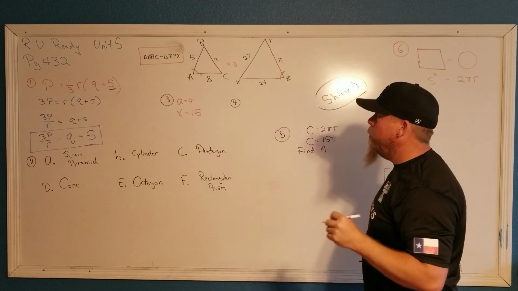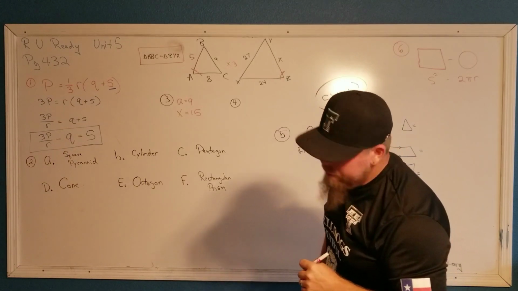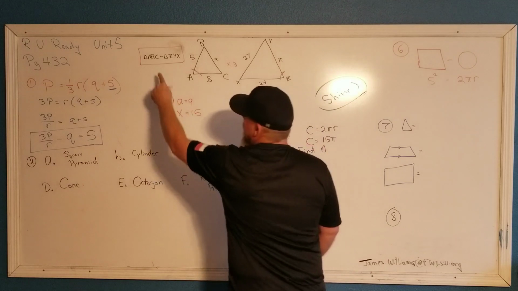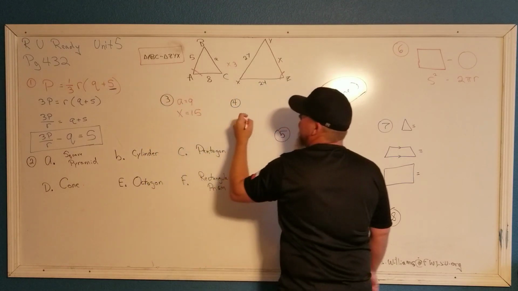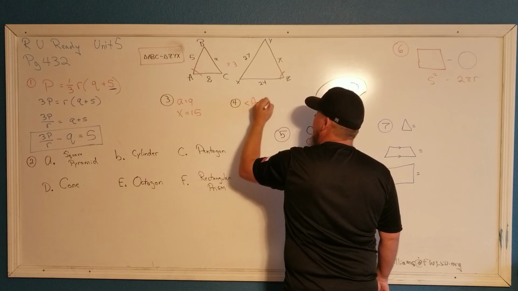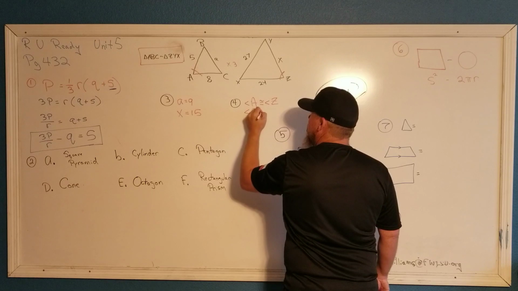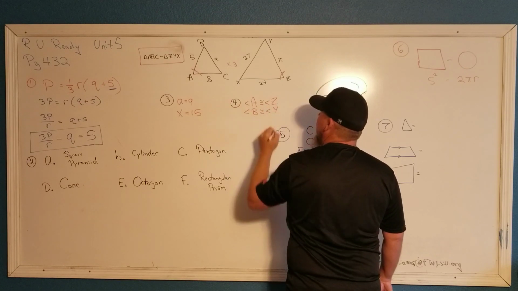The next thing number 4 asks is which angles go together. It says name the pairs of angles that are congruent. You can use this statement to know which angles go together. So angle A is going to be congruent to angle Z. Angle B is going to be congruent to angle Y.